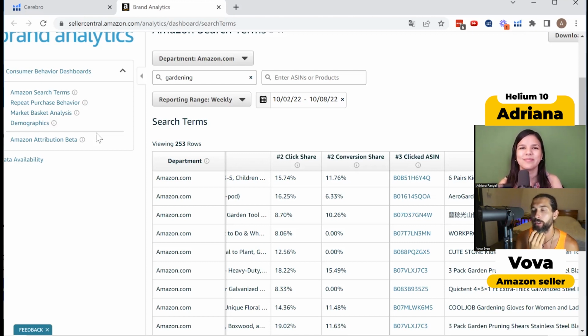Thank you for sharing your ideas with us today. It's a cool tool that we have these days. I think Brand Analytics has been available for about 2 years, and it's probably a game changer in the quality of information we get. Helium 10 pulls it from there and adds it to its suite of tools, which is pretty useful.